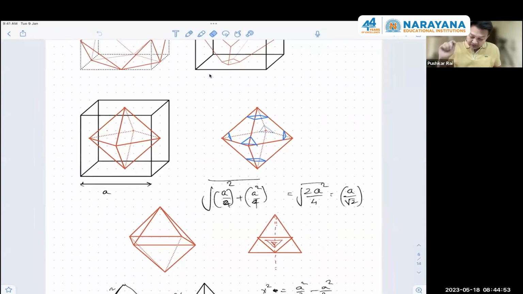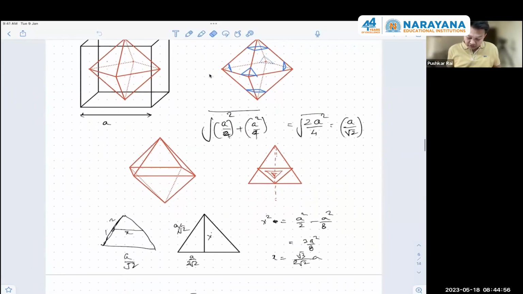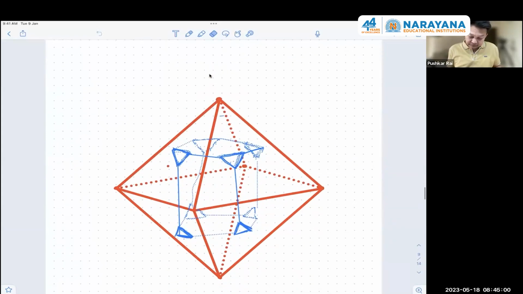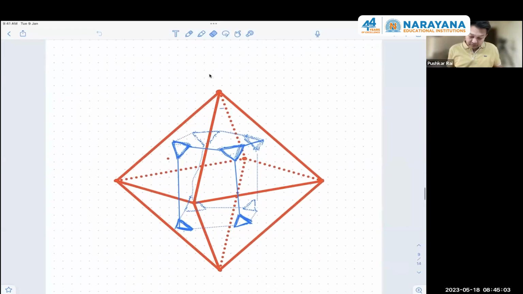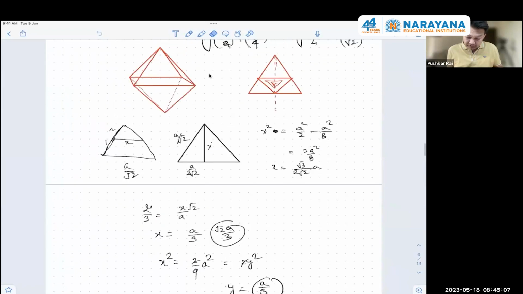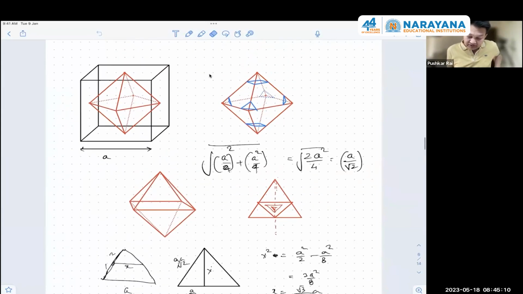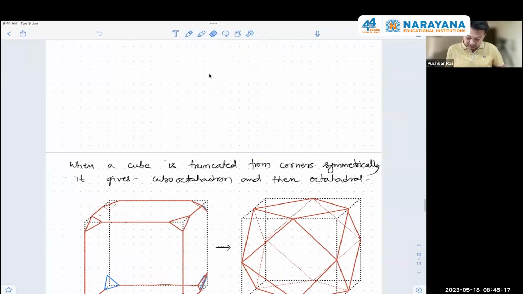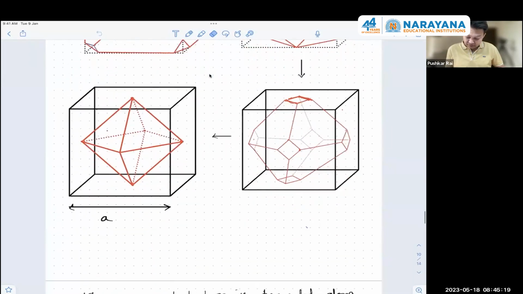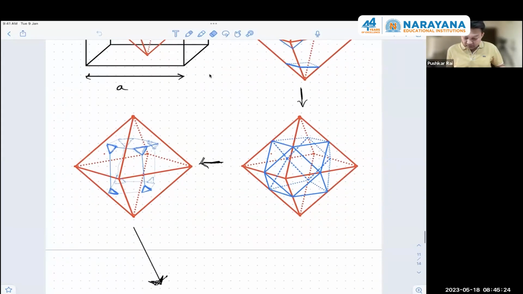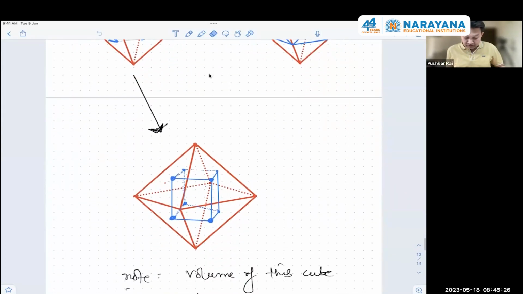Now we started cutting the octahedron. I think I have another figure here. If you start cutting the octahedron, see what is going to happen. Truncated octahedron. First, it will make not a hexagon. One of the faces must have been drawn somewhere more clearly. See, one of the diagrams is showing it.